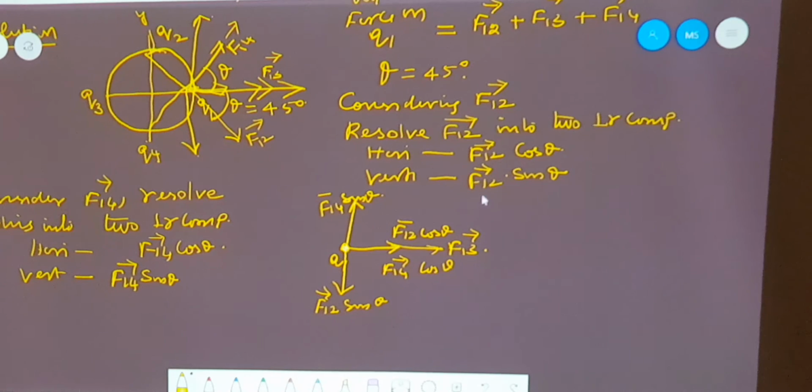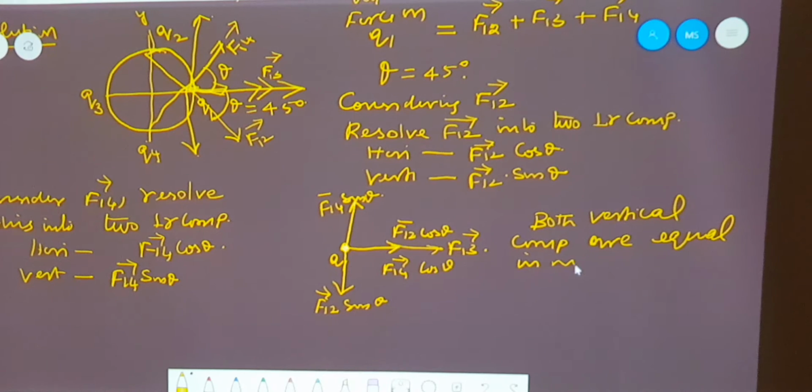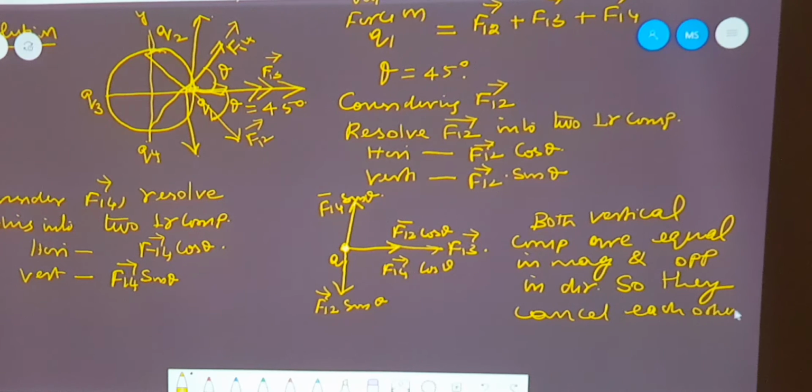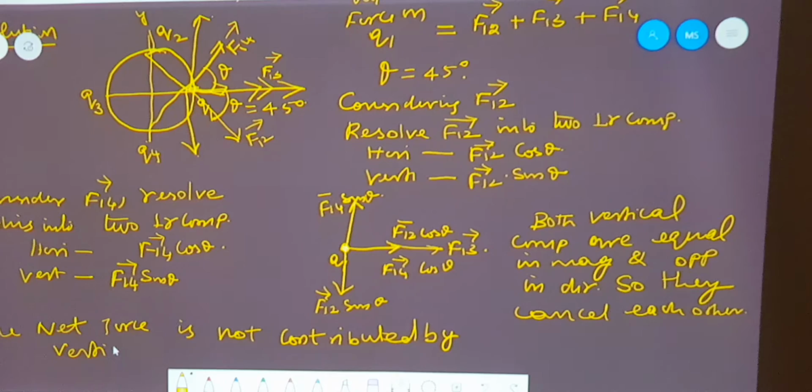See, from this diagram you can see both vertical components are equal in magnitude and opposite in direction. So they cancel each other. That is, the net force is not contributed by the vertical components. Only the horizontal components add up to give the resultant.